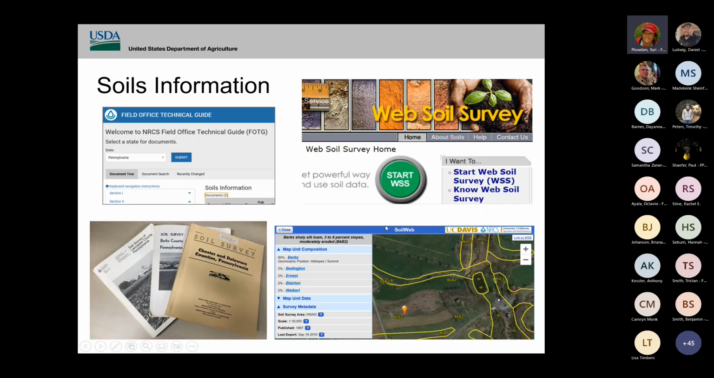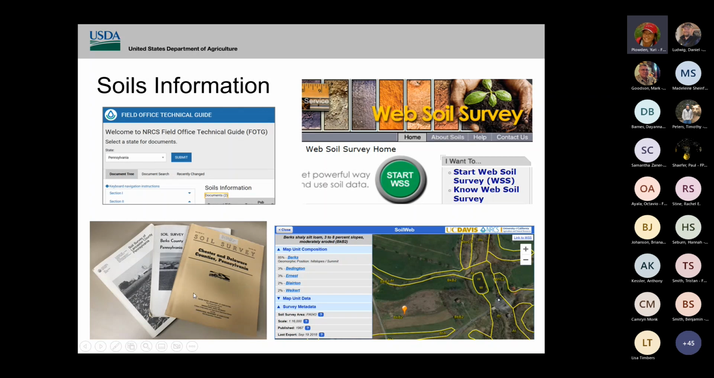Okay, so where do you get soils information? There's several really great places to get soils information that are available to us as NRCS. On the top left, we have the Field Office Tech Guide. If you navigate to Pennsylvania and to, I believe it's section 2, you can get to soils information in the Field Office Tech Guide. The bottom left are the paper copy soil surveys.